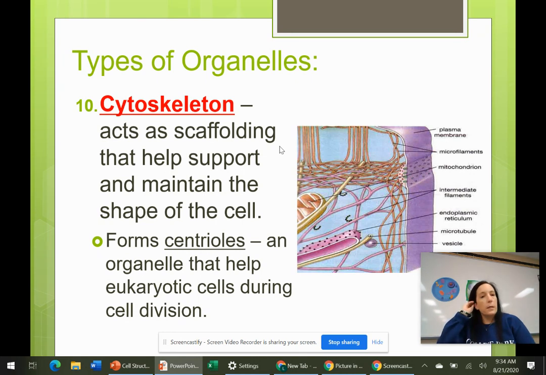The cytoskeleton. So the cytoskeleton is kind of what it sounds like. Cytoskeleton holds something up or supports the cell. Cyto means cell, and then skeleton is a skeleton. So it's the cell skeleton. Cyto is prefix, means cell. So it acts as scaffolding that helps support and maintain the shape of the cell. They form centrioles, an organelle that help eukaryotic cells during cell division. So centrioles, I don't know if I go through this later on the slide or not, but centrioles are in the cell for support too. And we'll just leave it at that.